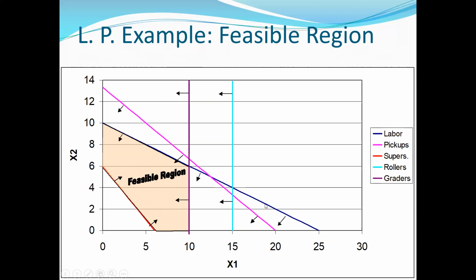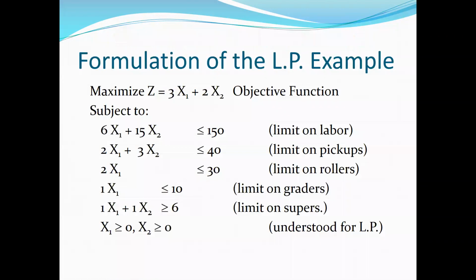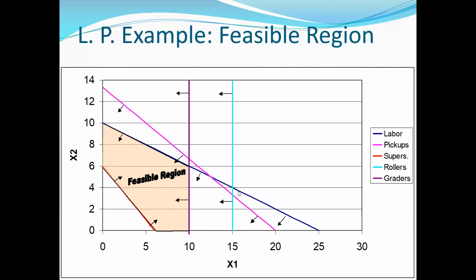And then I point the arrows downward because the labor has to be less than 150, right? So if you go above that line, you'll be at more than 150. So that line sort of defines the constraint. For the pickups, the constraint is the purple line, and your constraint is to the left of this. The equation of the purple line is 2x1 plus 3x2 less than or equal to 40. So this purple line defines 2x1 plus 3x2 equal to 40.